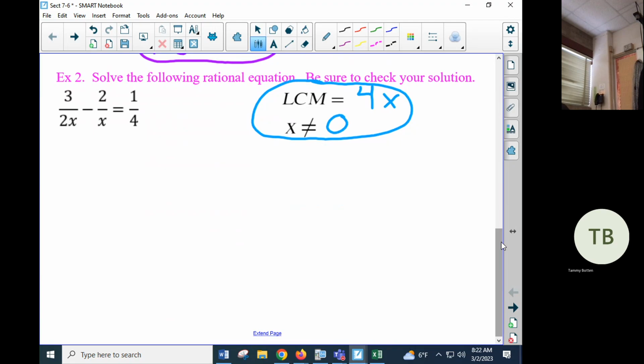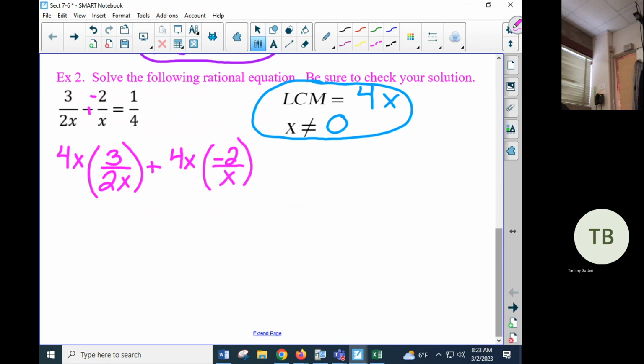Now what we do is we take that least common multiple, 4x, and we multiply it by the first thing, 3 over 2x. Now, again, whenever it's subtraction, remember I changed this to plus and that to minus. So I'm going to write this as plus, and then I have to multiply 4x times this. So I'm going to write that as 4x times -2 over x. Equals, and then I'm going to take 4x times 1/4.